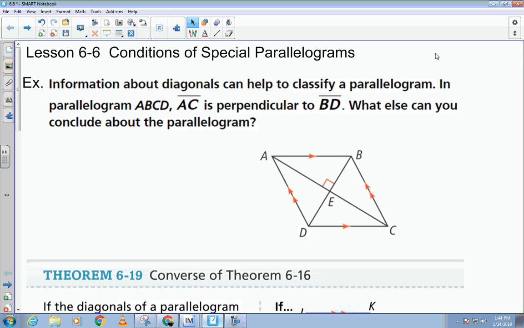Let's look at this example here. It says information about diagonals can help us classify the parallelogram. In parallelogram ABCD, AC is perpendicular to BD. What else can you conclude about the parallelogram? So we know it's a parallelogram, which means it holds all the properties of the parallelogram. We know that the diagonals are perpendicular to each other. And so, what else could we say about this parallelogram?